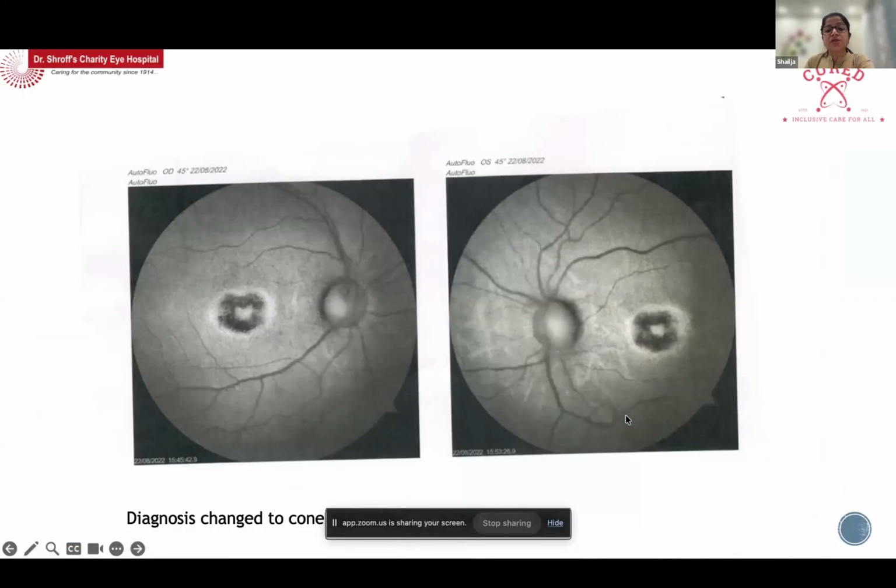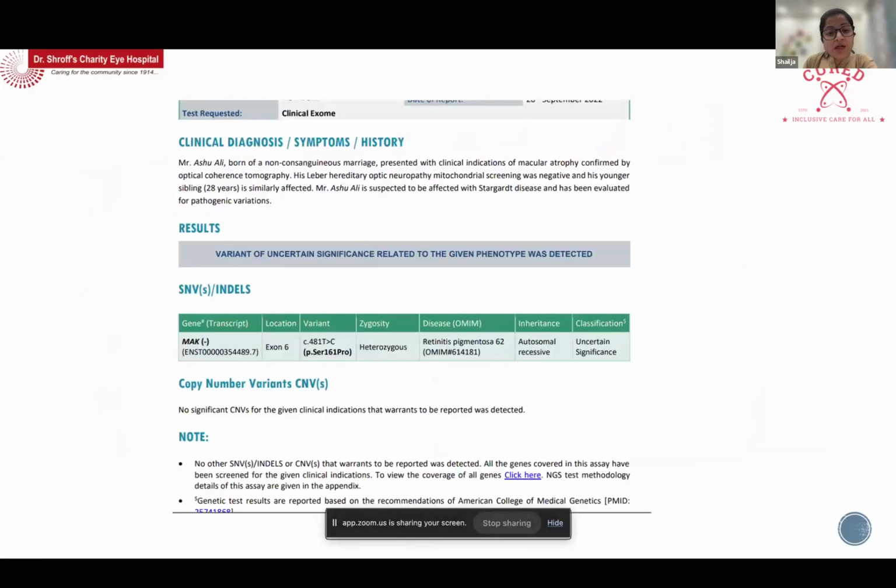So the diagnosis here changed, and this is the autofluorescence which just gives away the diagnosis. It's actually a cone dystrophy or cone-rod dystrophy. So of course, a mitochondrial gene test, especially targeting LHON, will not detect it. We ordered a clinical exome at that time. This is an old patient.